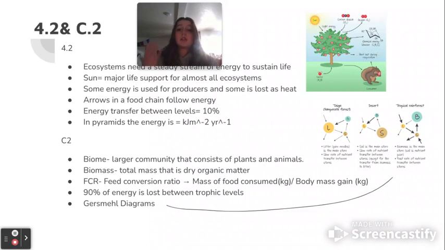And this is an example of a Gorham diagram, which shows how different soil, litter, and biomass can affect a biome.